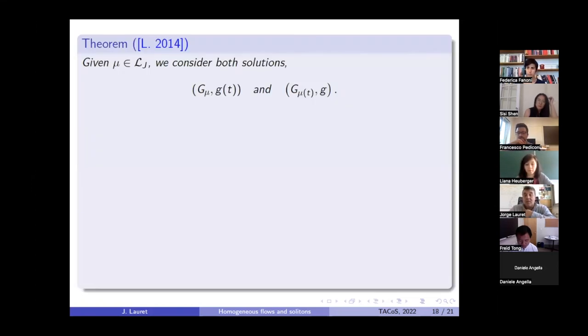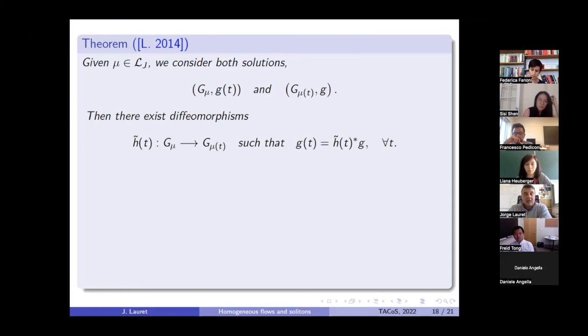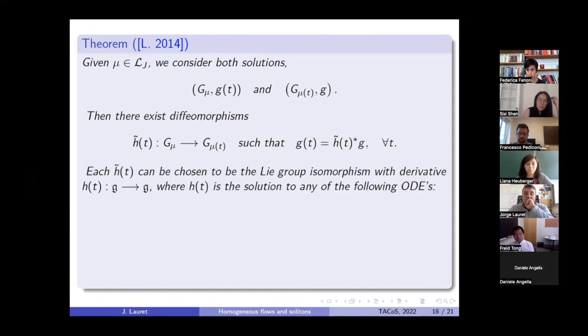We consider both solutions. One is where you have fixed the Lie group and started at a Hermitian metric G, and you have the flow G of T, the flow of metrics. On the other hand, you can fix G and obtain this bracket flow. The thing is that they are completely equivalent, and in a very specific way, you can take these diffeomorphisms. The two flows are completely equivalent.